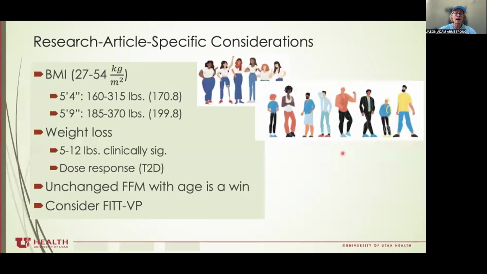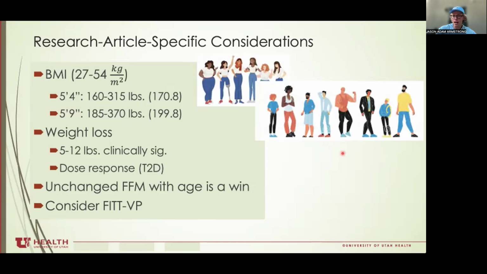Okay, a couple of things I want you to consider when you're reading the article. First off, at one point it talks about BMI groups, and it groups a high BMI category and a low BMI category. The high BMI category is 27 to 54 kilograms per meter squared. That is as if I took someone who was 5 feet 4 inches and they weighed anywhere between 160 and 315 pounds. That is a massive range.